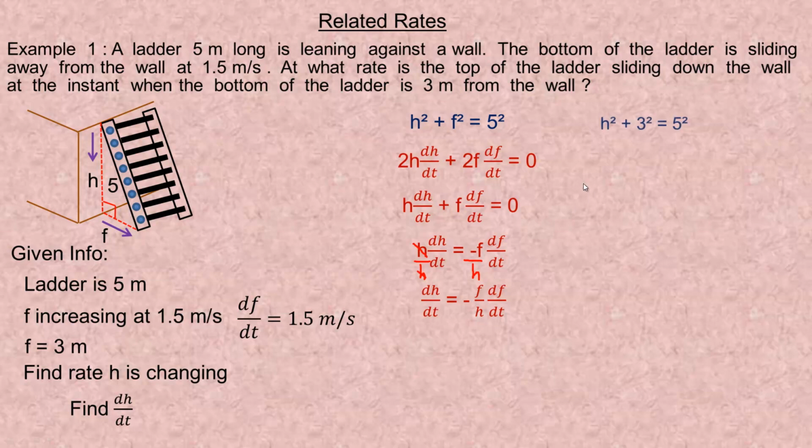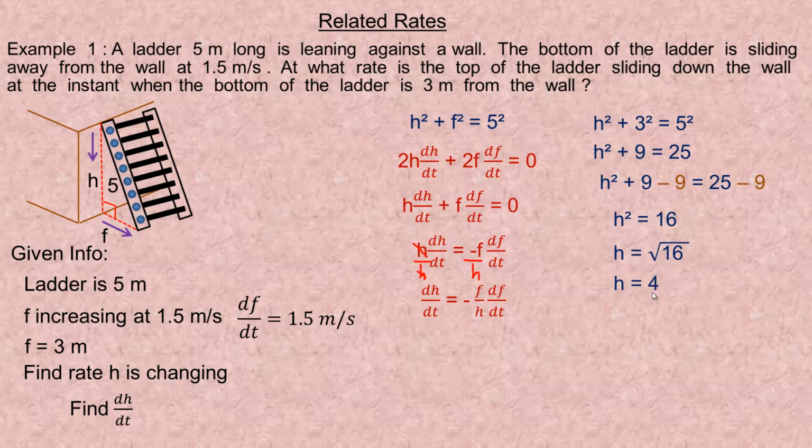So let's go back to Pythagoras' theorem, and in order to find h, I'm going to put 3 in place of f, because we're finding dh/dt when f is 3. So 3 goes there, 3 squared is 9, 5 squared is 25. If we subtract 9 from both sides, we get h squared equals 16. And then to find h, we'll take the square root of both sides. So h is the square root of 16, which is 4. We'll use the positive root.